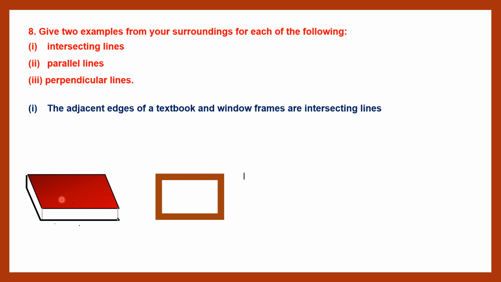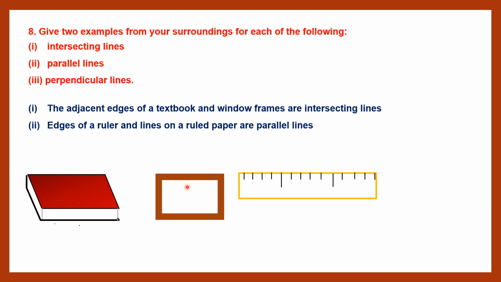Then parallel lines. Now the edges of a ruler. Now this is a ruler, isn't it? Look at the edges of a ruler. This is one edge and this is the other edge. Can you see that they are parallel to each other?